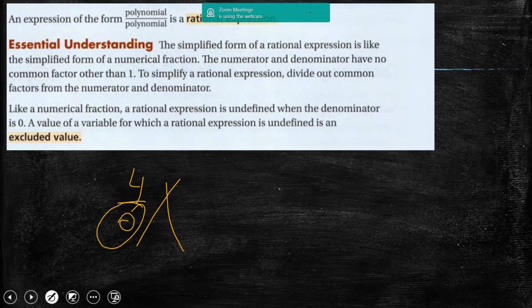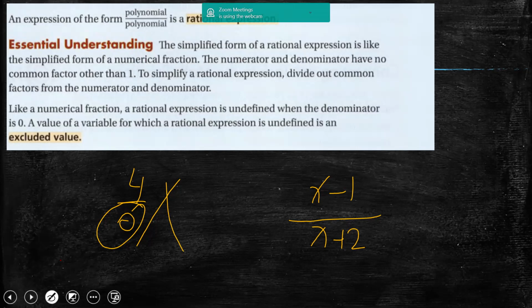Also now, for the rational expression, if you have x minus 1 over x plus 2, the value that makes it undefined, we call it an excluded value. So, what is the excluded value here?